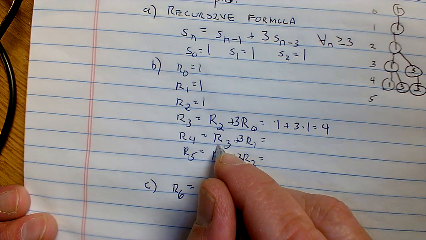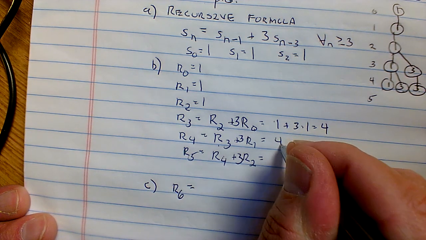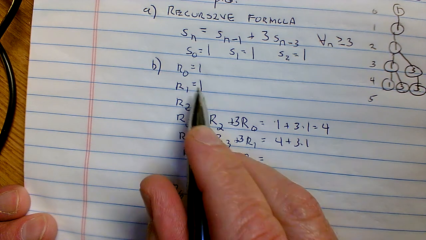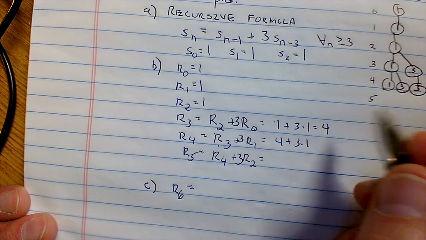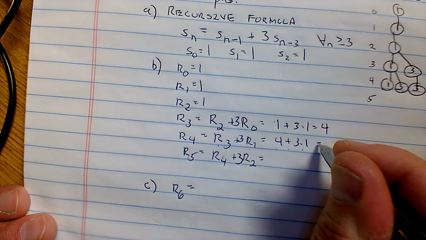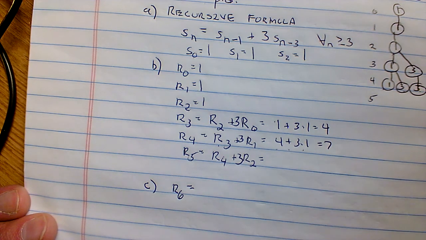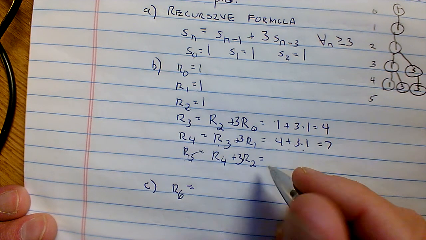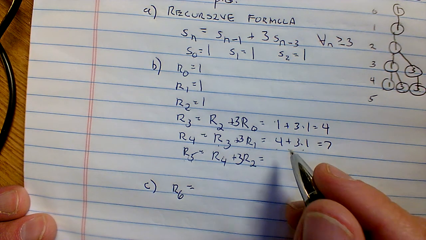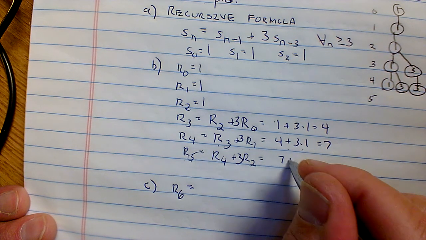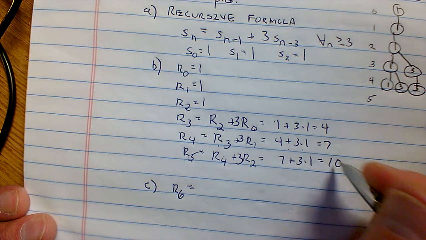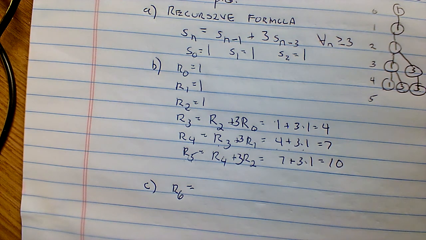Now here, r sub 3 was just calculated to be 4, plus 3 times r sub 1, going back to here. This one's going to be 4 plus 3. This one's going to be 7. R sub 5, well, we're going to have the ones we had before, which is going to be 7, plus another 3 times 1 to give us 10 in R sub 5.